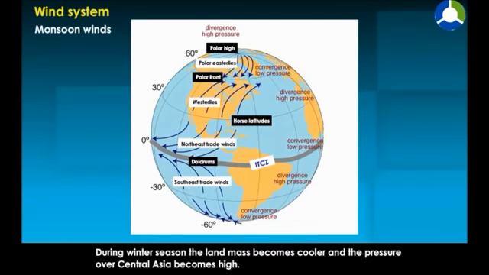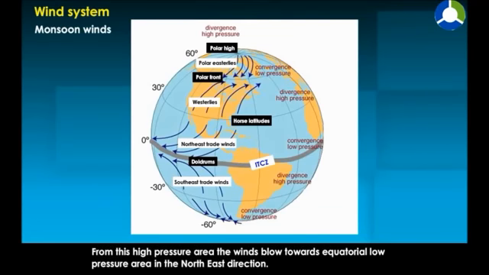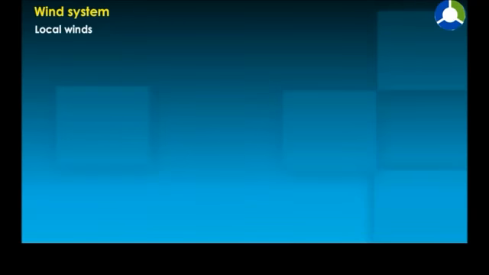During winter season, the landmass becomes cooler and the pressure over Central Asia becomes high. From this high pressure area, the winds blow towards equatorial low pressure area in the northeast direction. These are known as winter monsoons or northeast monsoons.